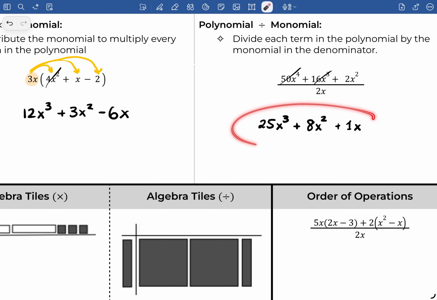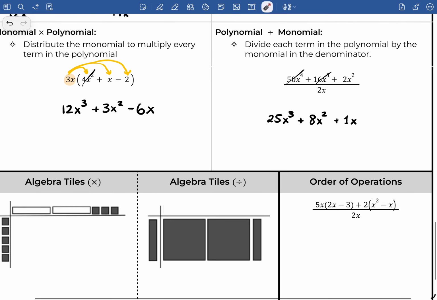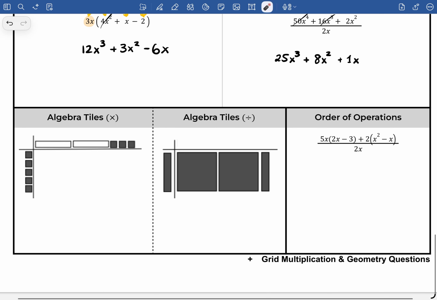Can I join these three things together? No. Because we have x cubed, x squared, and x to the power of 1. So they're different. Any questions there?